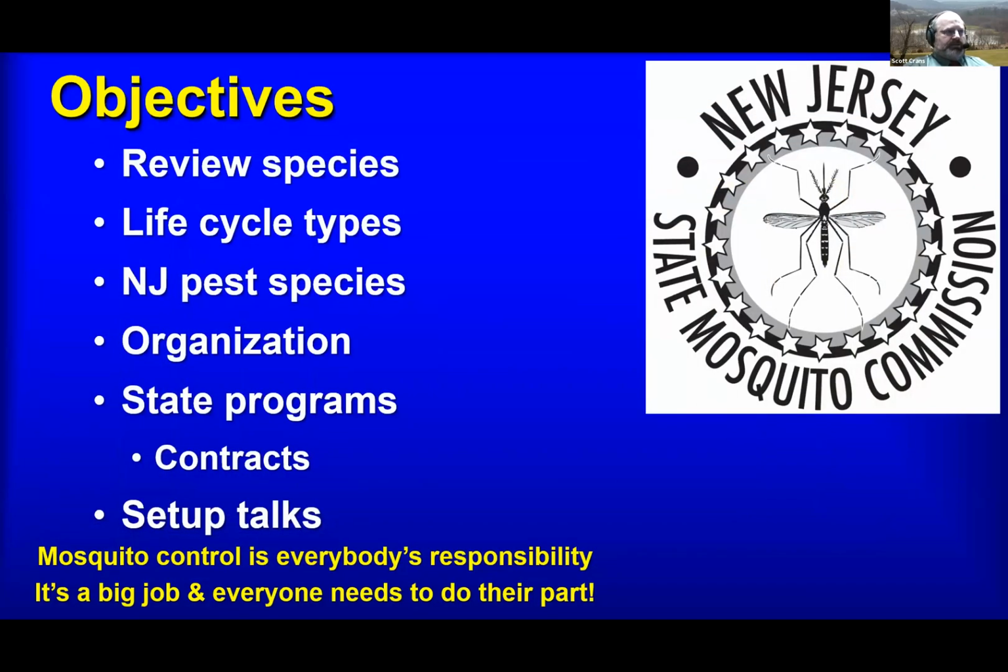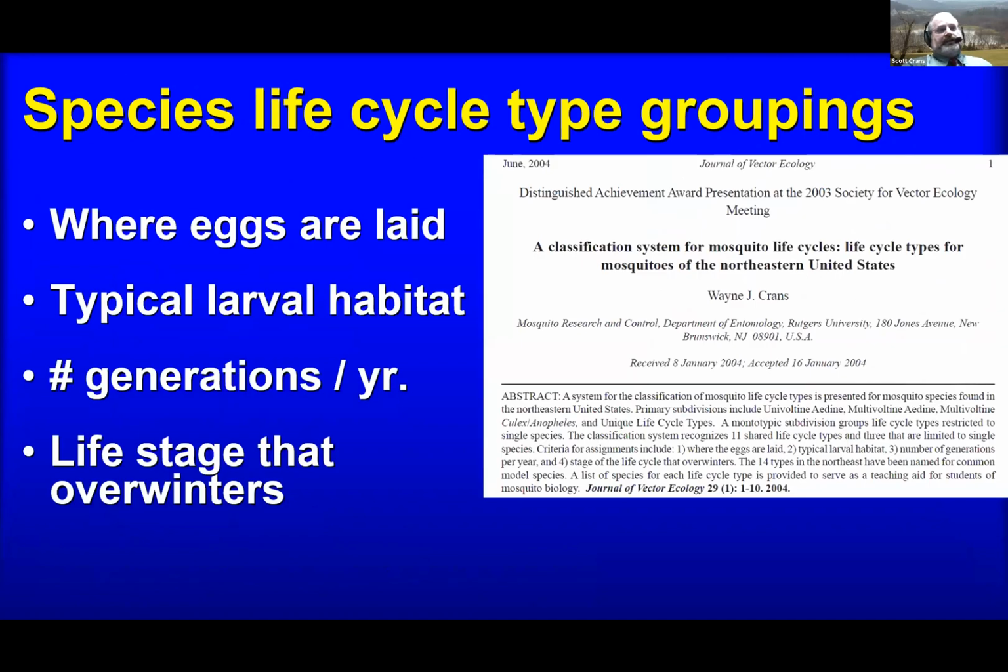So my objectives are to review the species using a concept of life cycle types for our New Jersey mosquitoes. I'll then touch on the organization of mosquito control in New Jersey, and then move on to a couple of the state programs and some contracts that we use to help aid the mosquito control efforts here in New Jersey. The goal there is to set up for the New Jersey talks that are going to follow.